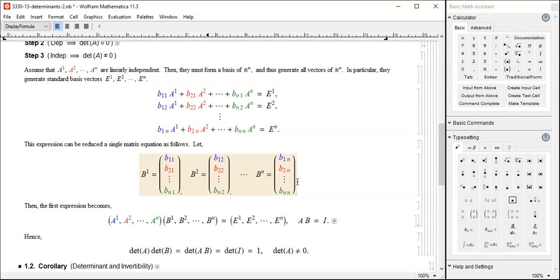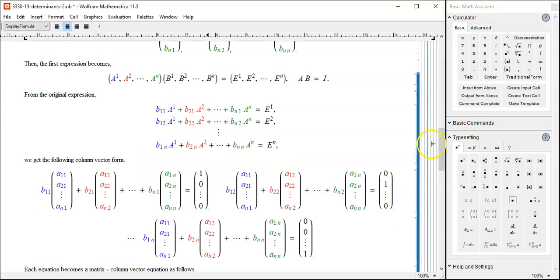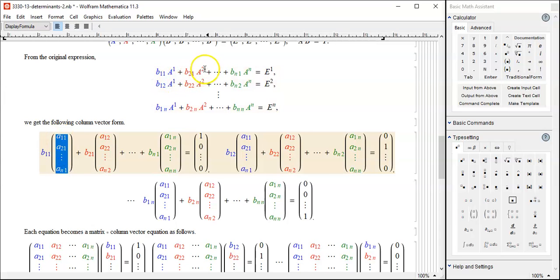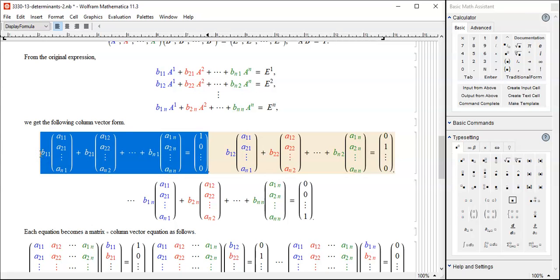Does it help? Yes, it does, and here we go. This is a system, that's where we begin. And please note that each A1, A2, these are all column vectors. A1 is column vector, A2 is this red column vector, and so on. This AN is this green column vector, and E1 is this column vector. In short, this first line is equivalent to this column vector equation.